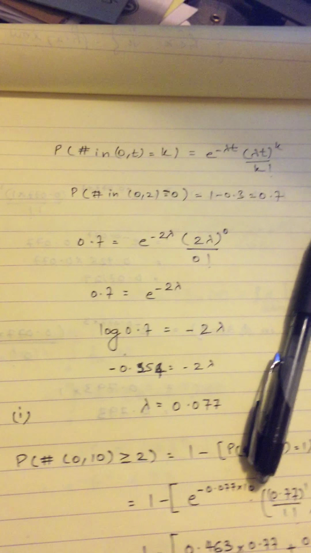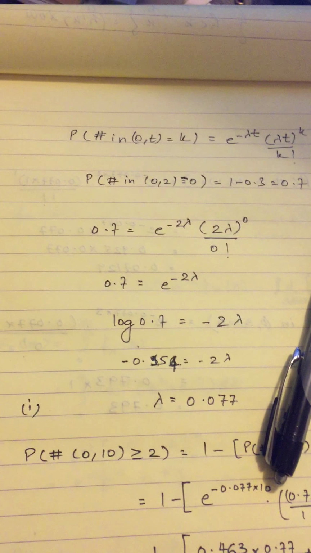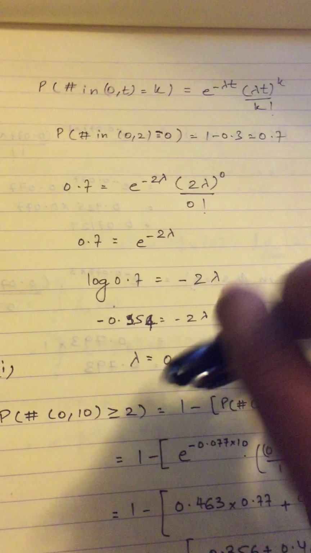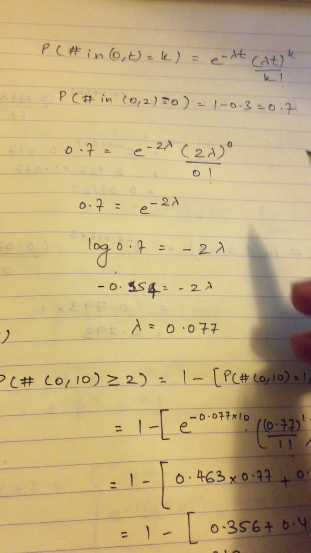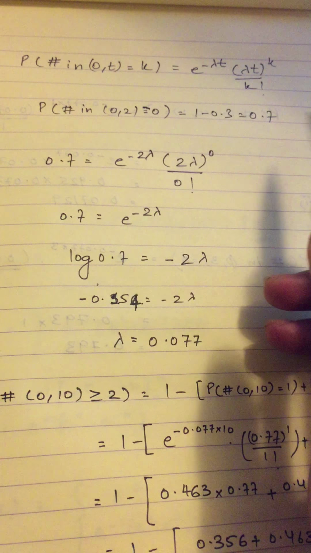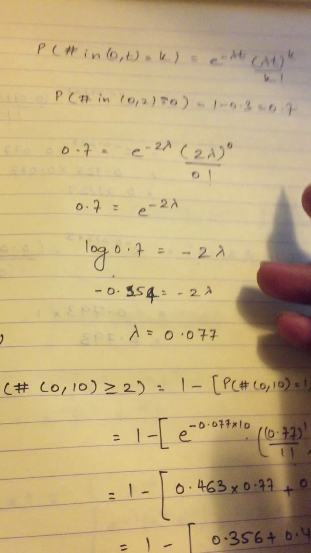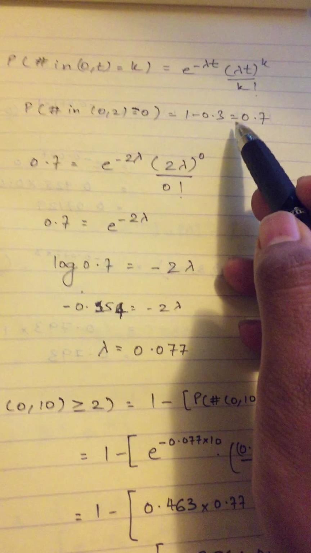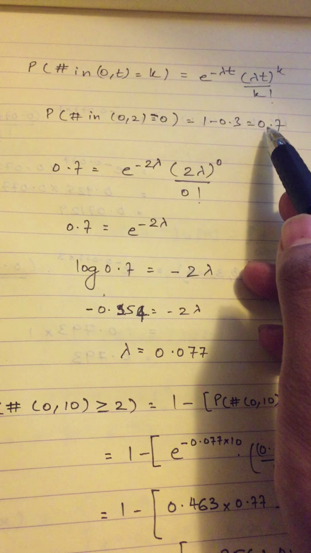So what we do for that is, firstly, we're given the first condition: the probability that in the first 2 minutes at least one customer arrives is equal to 0.3. So the opposite of that will be that no customer arrives. Since we're taking the opposite, we do 1 minus 0.3, that's 0.7. So now we know the probability is 0.7.